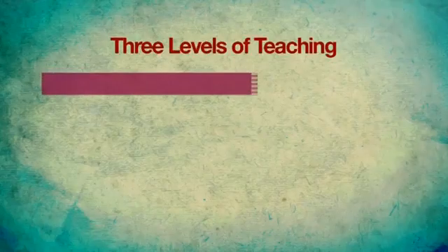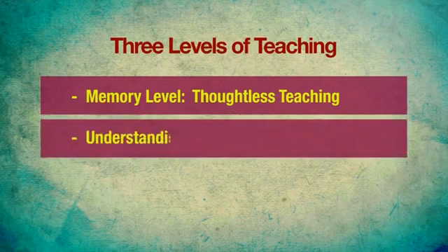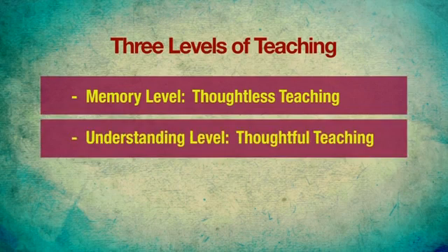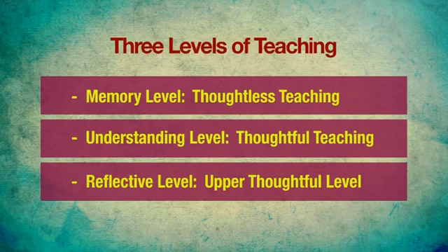Here, the main aim is to bring change in the behavior of the student. Thus, teachers teach students at 3 levels, keeping in mind the developmental stages of the learners so that the desired educational objectives can be achieved. Bigge and Hunt in 1967 have identified 3 levels of teaching. They are: Number 1, memory level or thoughtless teaching. Number 2, understanding level or thoughtful teaching. Number 3, reflective level or upper thoughtful level.